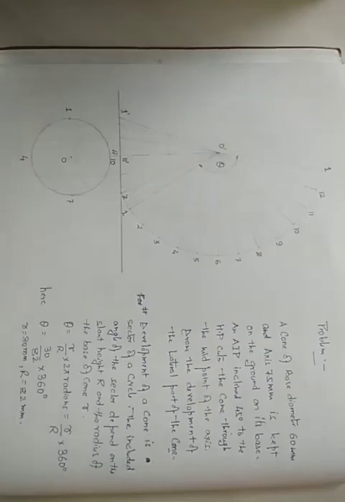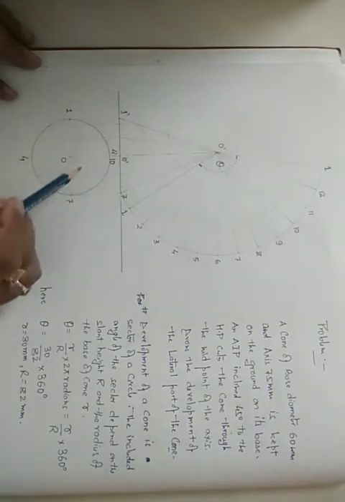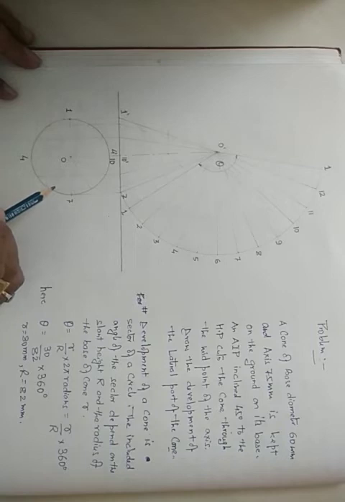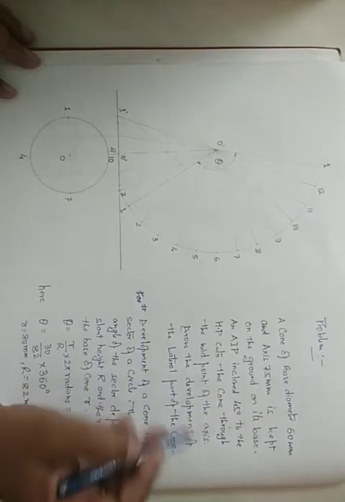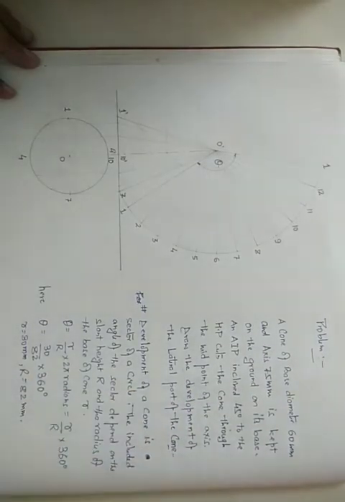Good morning, student. So here I am with another problem on development of surfaces of solid. This time a cone. The problem will be like this: a cone of base diameter 60 mm and axis 75 height is kept on the ground on its base. An AIP inclined 45 degree to HP cuts the cone through the midpoint of the axis. Draw the development of the lateral part of the cone.